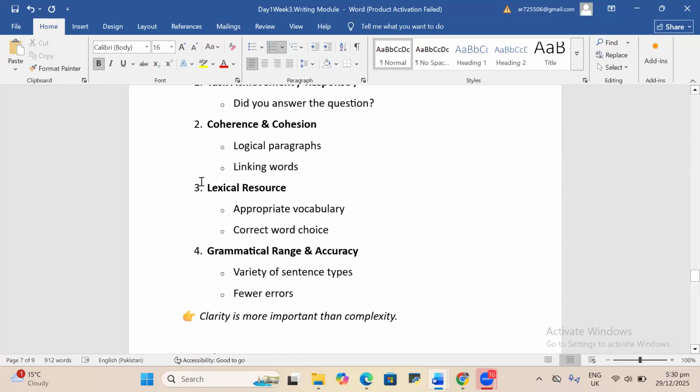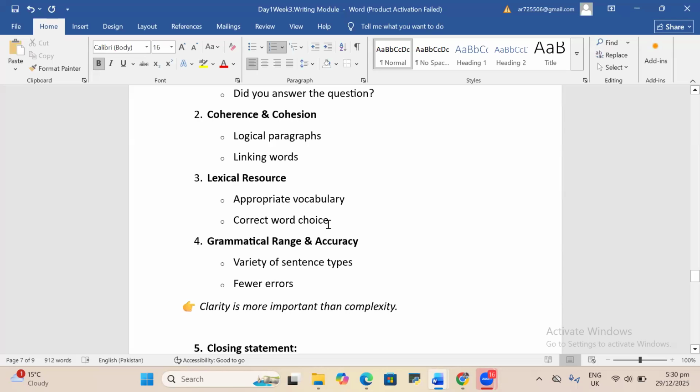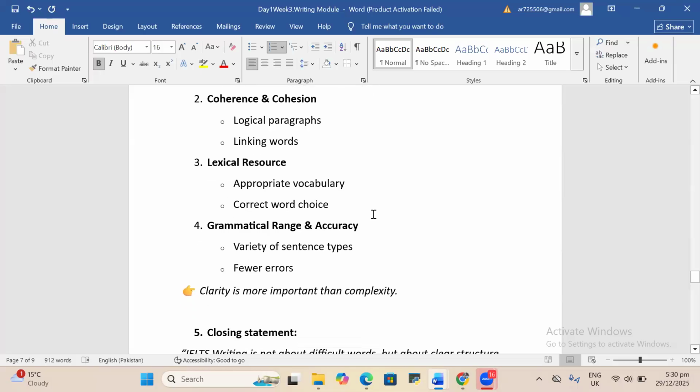After that you also need to satisfy point 3, lexical resource. It means you use appropriate vocabulary relevant to your essay and correct word choice. For example, if you select a word just to show advancement in vocabulary, but that word is not relevant to the sentence and the essay, it can also affect your band score.